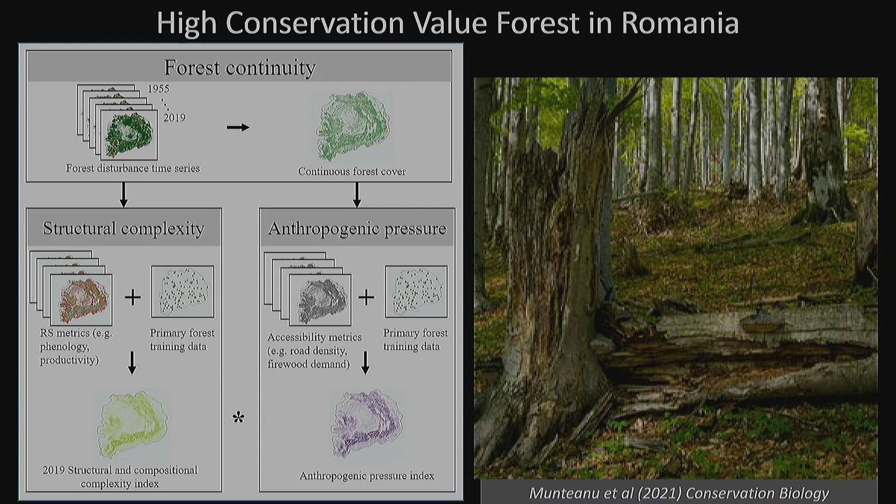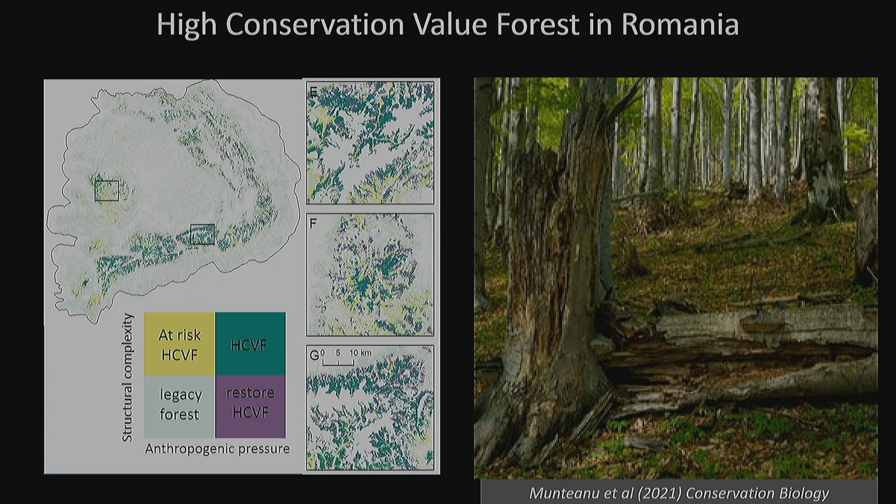So this is a measure of how accessible the forest is, how many houses are heated with firewood, and what's the road density and so on. So we produced a model, or an index, that indicates how high the anthropogenic pressure is on the forest. And then by putting the two together, we were able to identify where those areas of high conservation value are.